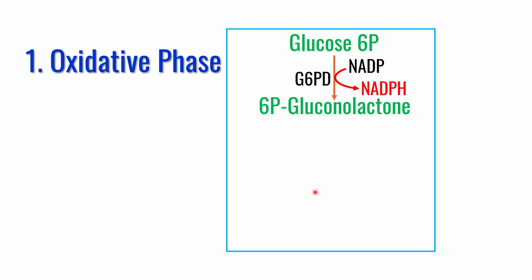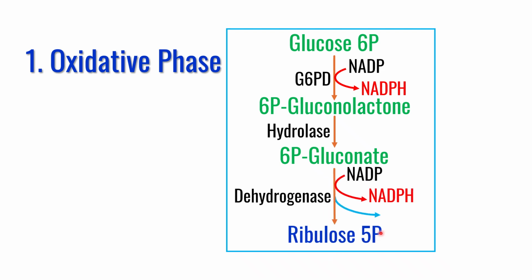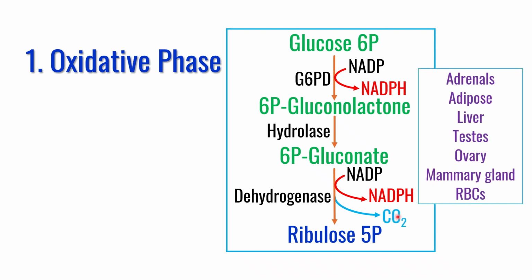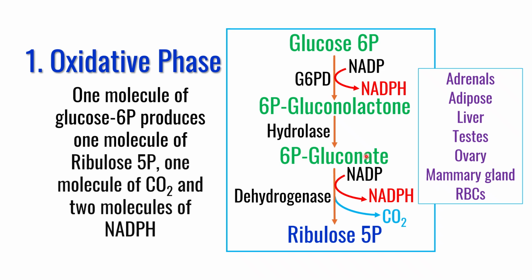In the next step, gluconolactone is converted into 6-phosphogluconate by a hydrolase, which is finally converted into ribulose 5-phosphate with the help of the 6-phosphogluconate dehydrogenase enzyme. This is also basically an oxidation reaction which is associated with the reduction of NADP to NADPH, and there is a loss of one carbon as CO2. So this is a decarboxylation reaction as well. So basically in this reaction, one glucose 6-phosphate molecule produces two NADPH, one carbon dioxide and one ribulose molecule.